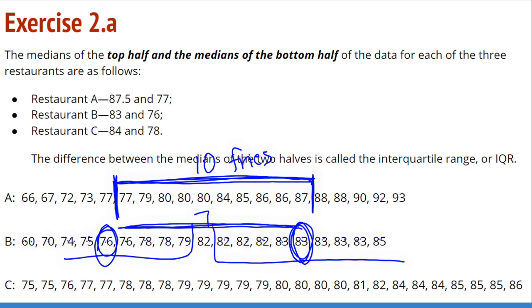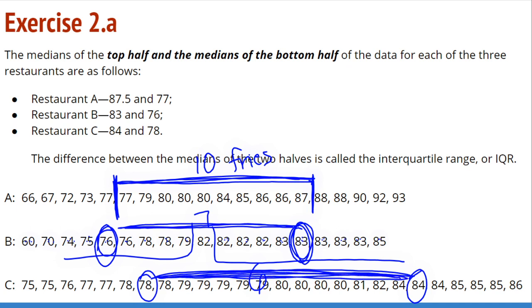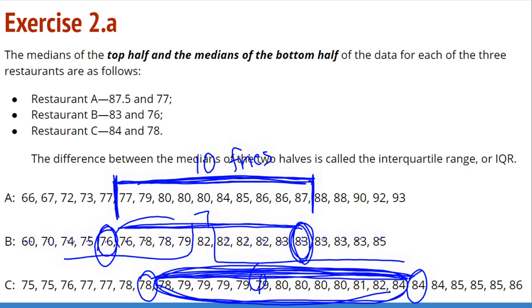For restaurant C, we've got 84, and it's one of these 84s here, and we've got 78, and it's going to be one of these 78s. Here, we are spread out by only 6. Now, you might notice that the lines are longer here, and that they are a little bit shorter here. Take a look at this. I've got half my answers in this little space here, and there are a whole bunch of them there. Now I've got half my answers in this one too, and I've got half my answers here. So they've all got half of their answers in the middle section.